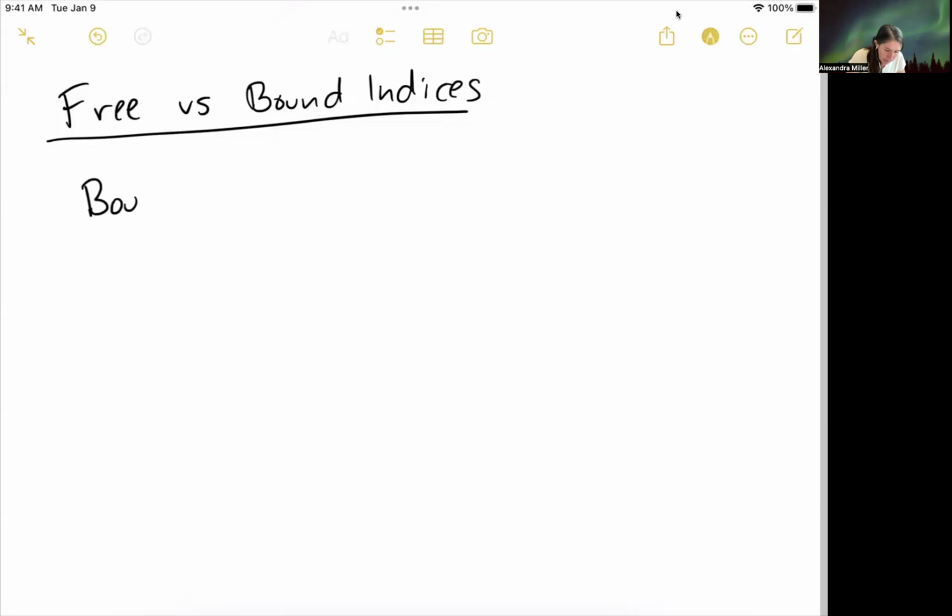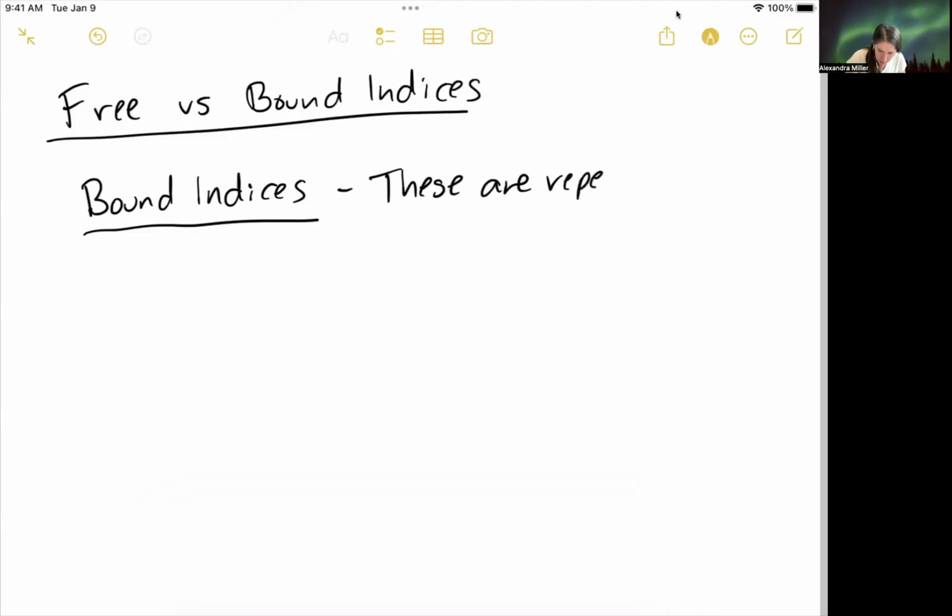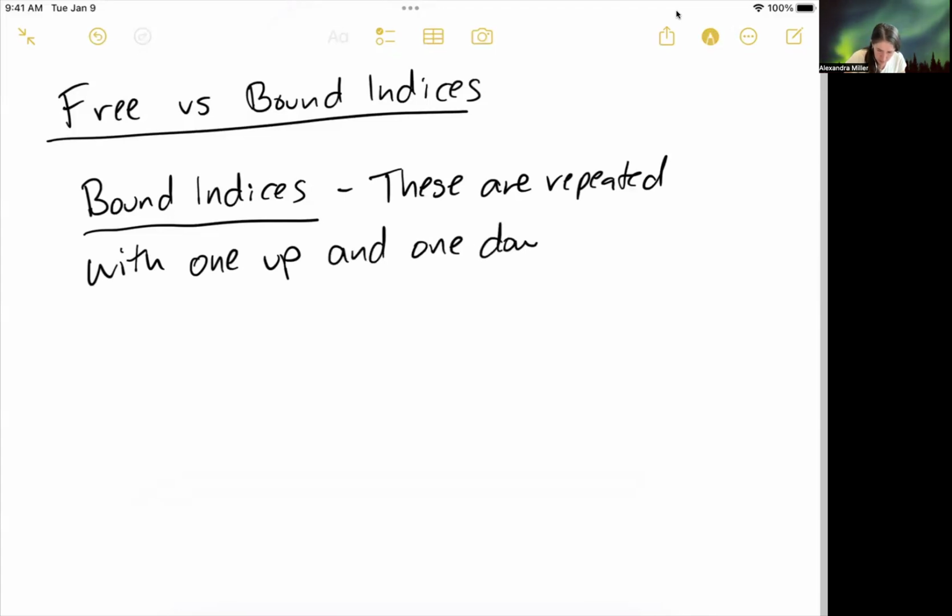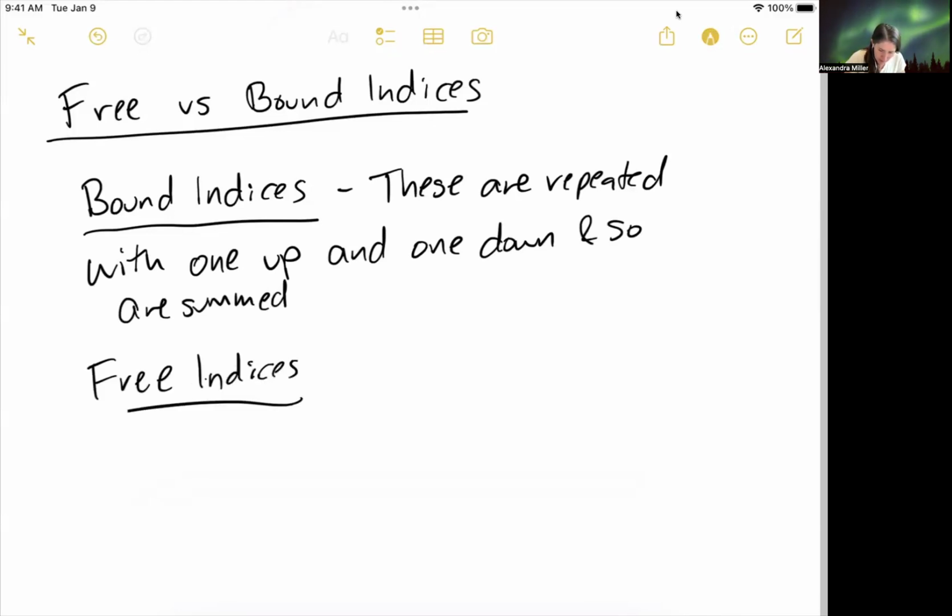So bound indices, these are repeated with one up and one down, and so they're summed over. Free indices are not summed.